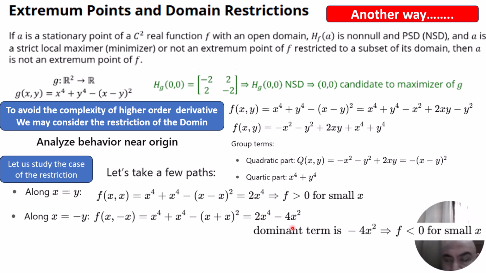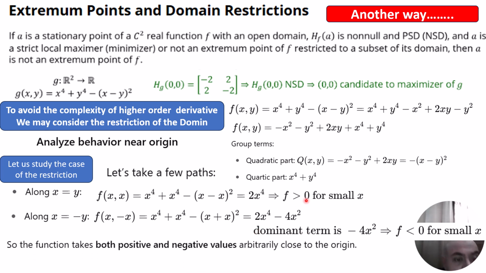Because of course if you have 0.5 to the power of 2, it's going to be 0.25, but if you have 0.5 to the power of 4, you will have a smaller value than this one. So the dominant term will be the negative. So it's less than 0 for small values of x. So it's a saddle point.